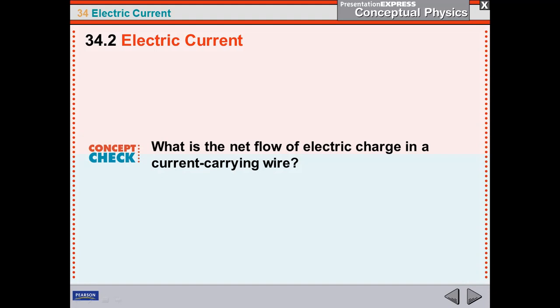Now, what is the net flow of electric charge in a current carrying wire? This is the question, a conceptual question from your textbook.